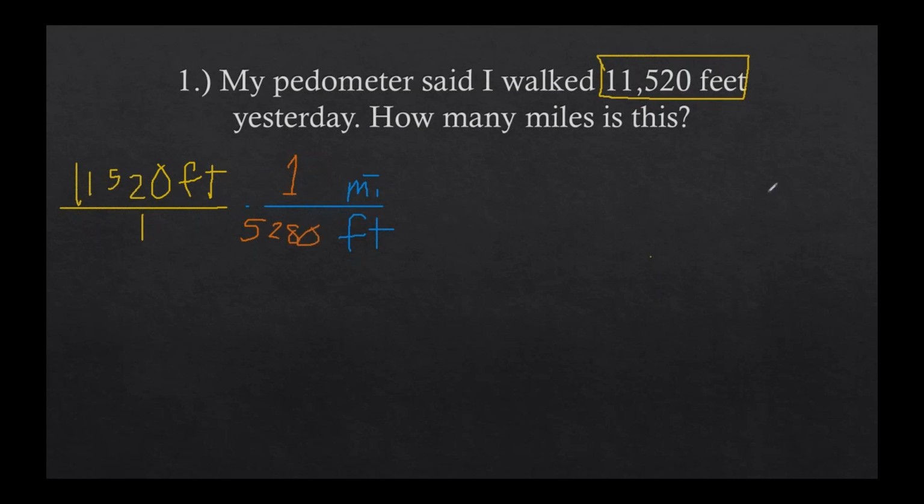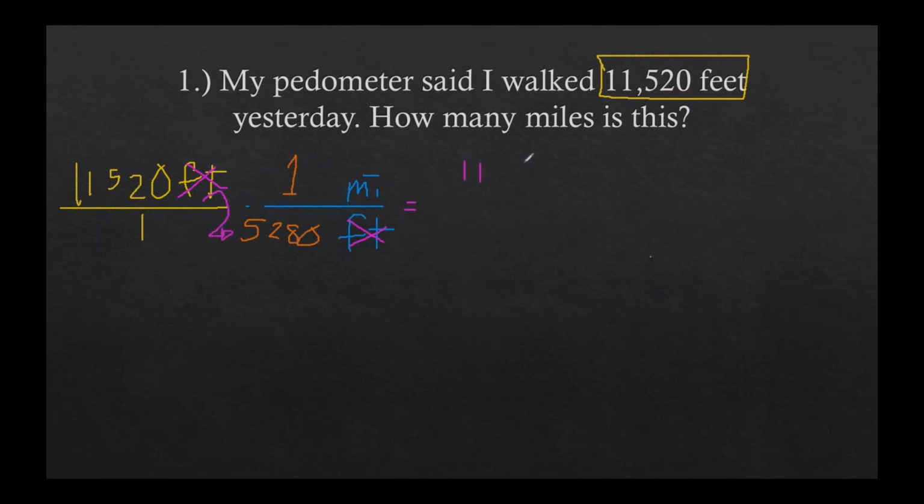So I now have my identity ratio in here. My feet are going to cancel out, and I'm just left with miles. So since this is the label that I want, I'm ready to do my math. So a quick tip, if all the non-1 numbers are in the numerator, you just multiply. Well, this 5,280 is in the denominator, so I will have to divide.